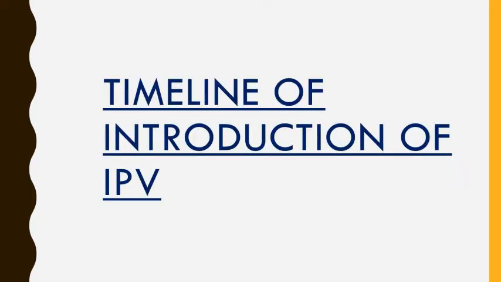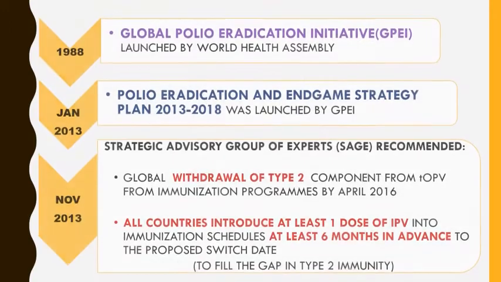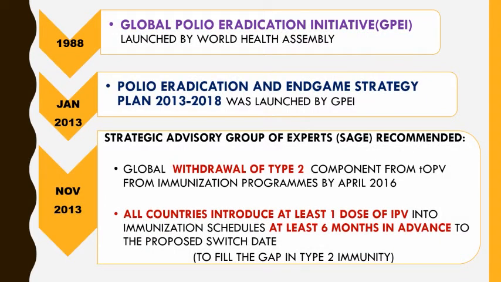Coming to the timeline of introduction of the inactivated polio vaccine. In 1988, the Global Polio Eradication Initiative, called GPEI, was launched by the World Health Assembly. In January 2013, the Polio Eradication and Endgame Strategy Plan 2013 to 2018 was launched by the GPEI.